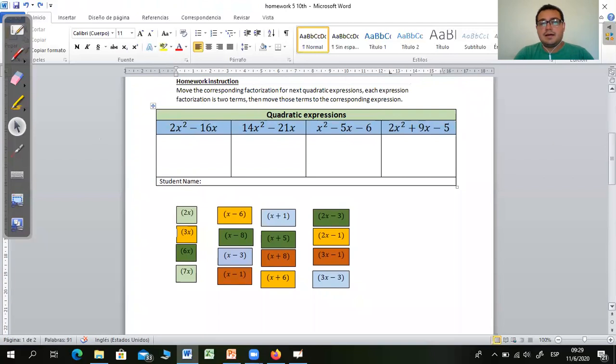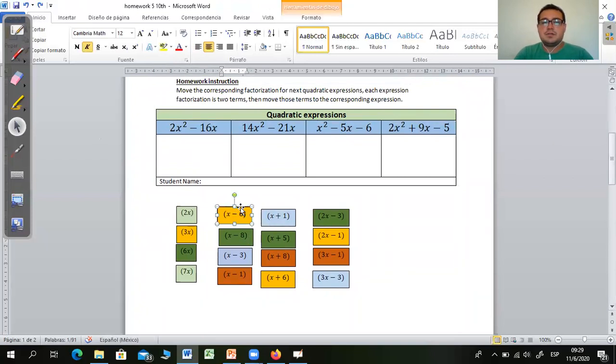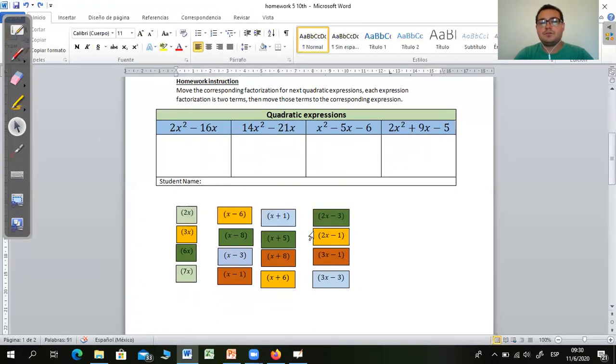So here you have the options. Of course, not all the options fit there. I mean, just 8. There are 4 expressions: 2 here, 2 here, 2 there, and 2 in the last one. So you're going to have 8 options that you have to use. Of course, here you don't have just 8 options, you have more. So some of these ones will not be useful, okay?